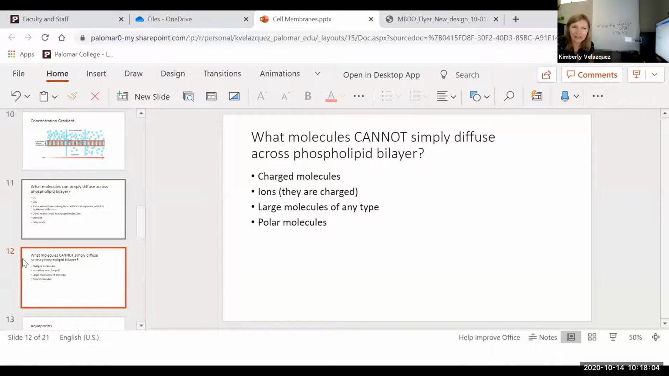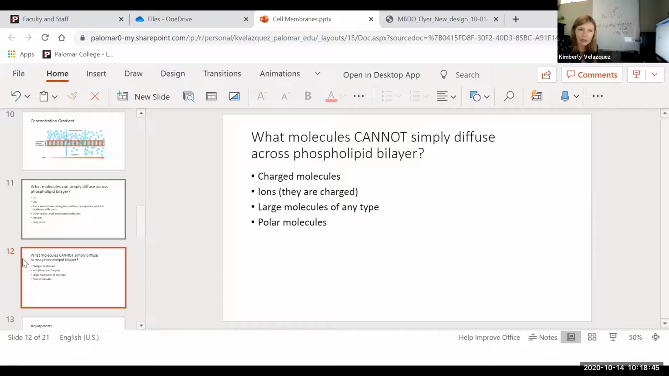Okay, so what cannot just diffuse across? Anything with a charge. There are molecules that are charged, and then there are obviously ions that are charged. So an ion would be things like sodium, potassium, chlorine, calcium. Those can't just move across passively. Those are charged. They would be repelled by the nonpolar tails of the phospholipids, so those have to come through a protein. Really large molecules, such as glucose.